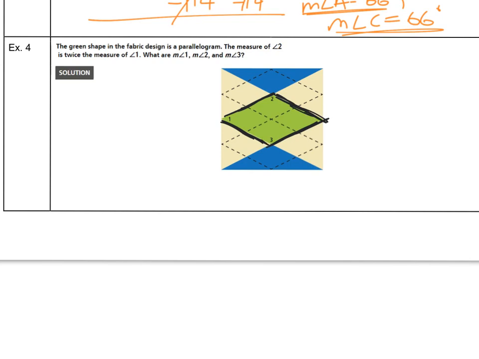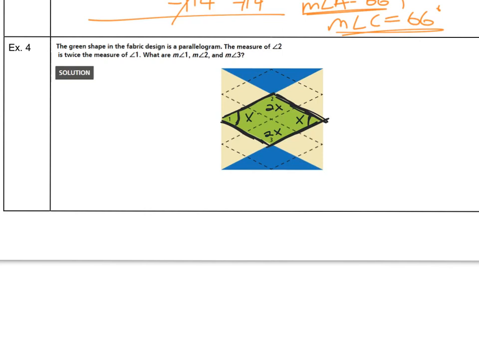So there's our parallelogram. It says the measure of angle 2 is twice the measure of angle 1. Well, we've seen this kind of setup already, so this should be pretty easy. What are the measures of the given angles 1, 2, and 3? So if we look at our picture, it says angle 2 is twice the measure of angle 1. What I'm going to do then for angle 1 is mark that x. And if angle 1 is x, then the angle on the right side would also equal x. Angle 2 at the top is 2x, and angle 3 at the bottom would then have to be 2x.